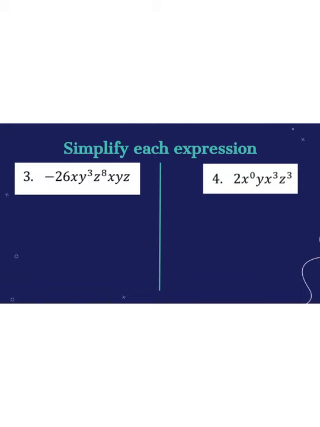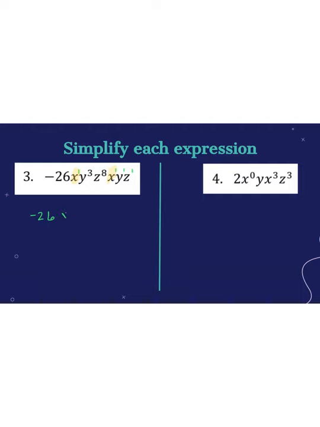Okay, if we start with number 3, I have -26, x, y to the third, z to the 8, times x, y, and z. So the first thing I'm going to do is put a power on anything that does not have a power so I don't forget about them. So I have x to the first, and then I have x to the first over here, y, and z. Okay, so I'm going to start with my negative 26. Then I'm going to look at my x's. I have an x right here, and I have an x right here. Those are my only x's.